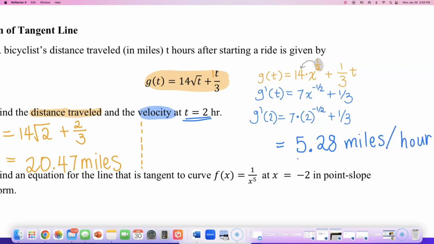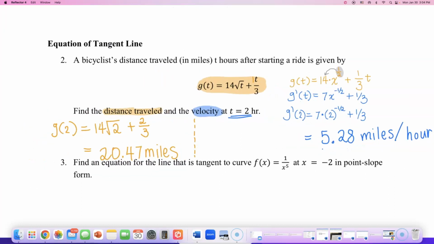Okay, so if they want velocity, find the derivative first and plug in the number into the derivative function. If they just want distance traveled, just plug in the number into the original function.